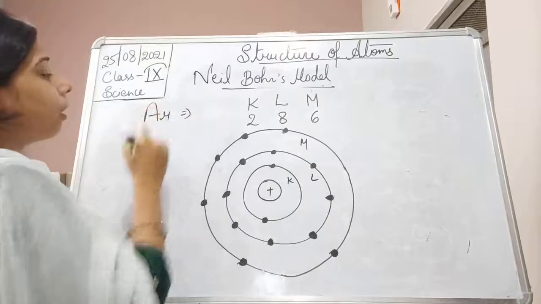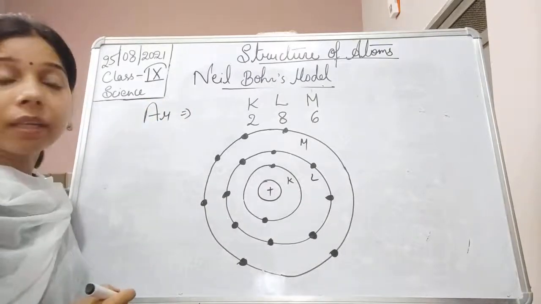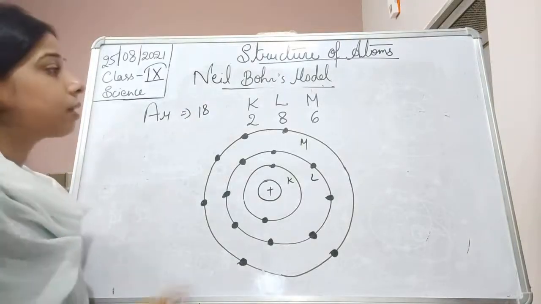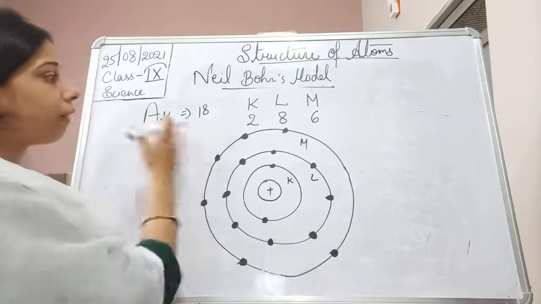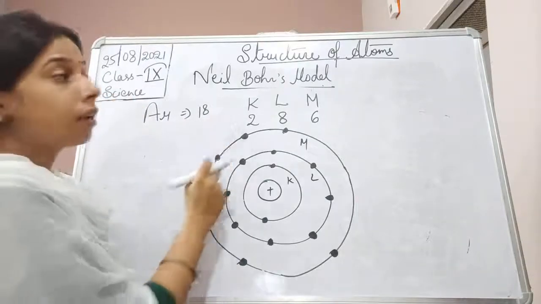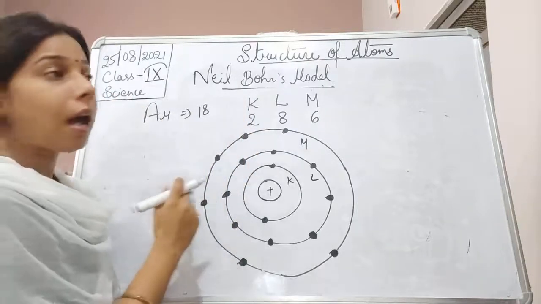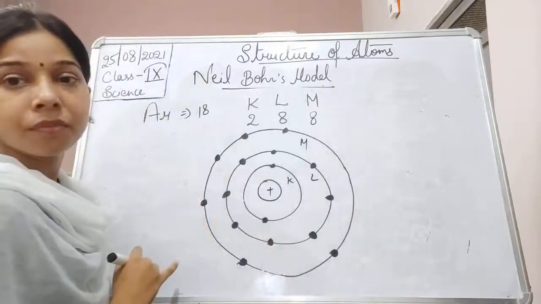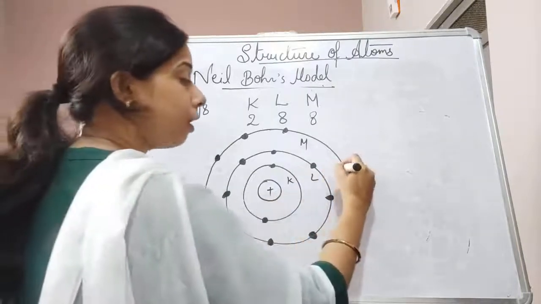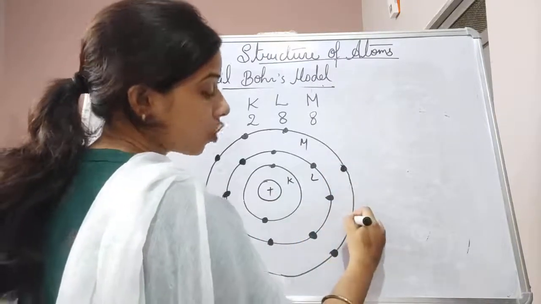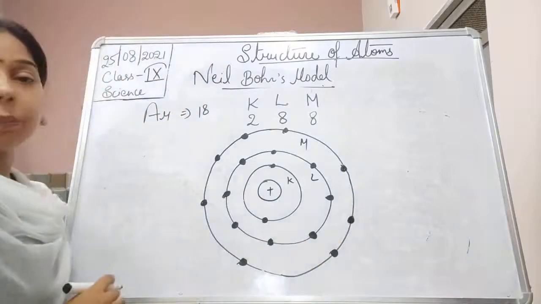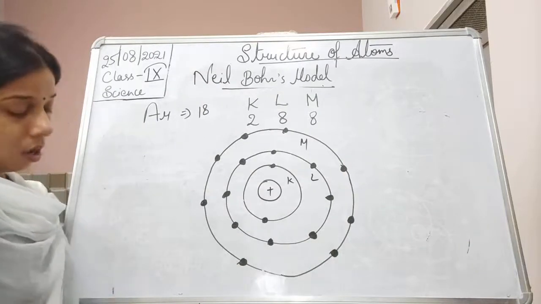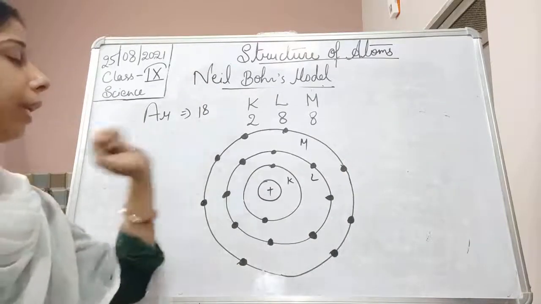Argon, its atomic number is 18. So out of 18, 2 will enter into the K shell, 8 will enter into the L shell, and the rest of the 8 electrons will enter into the M shell. Now the shells are completely filled, and this will be the atomic structure of argon. Okay, so we have understood here up to 18.